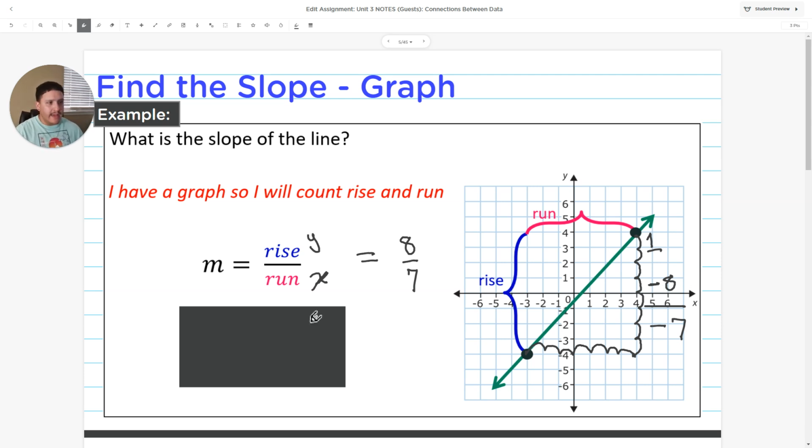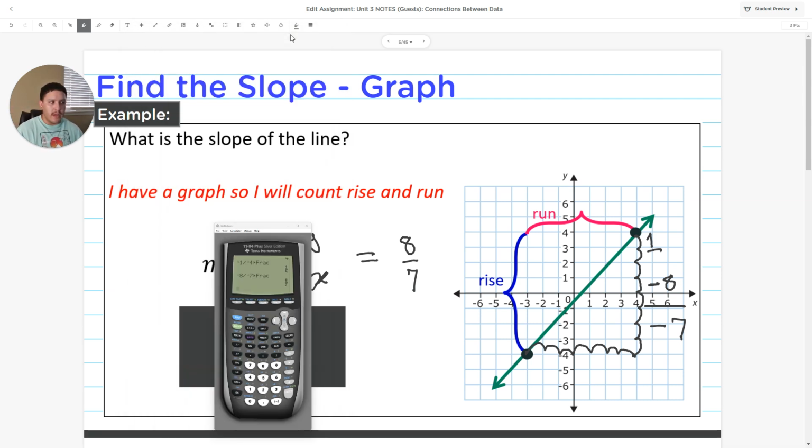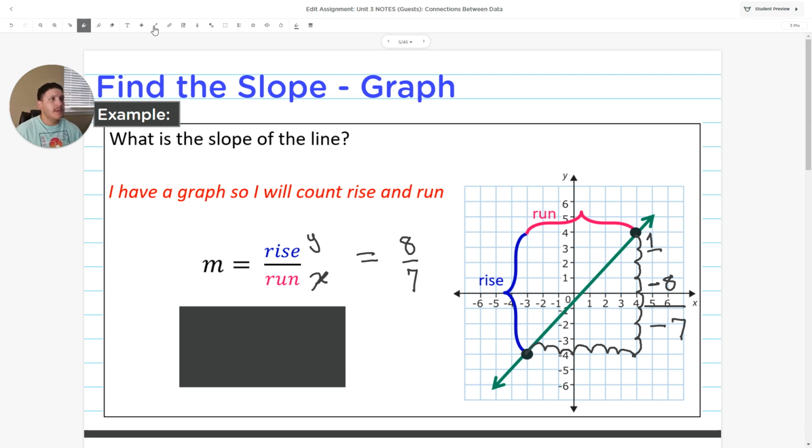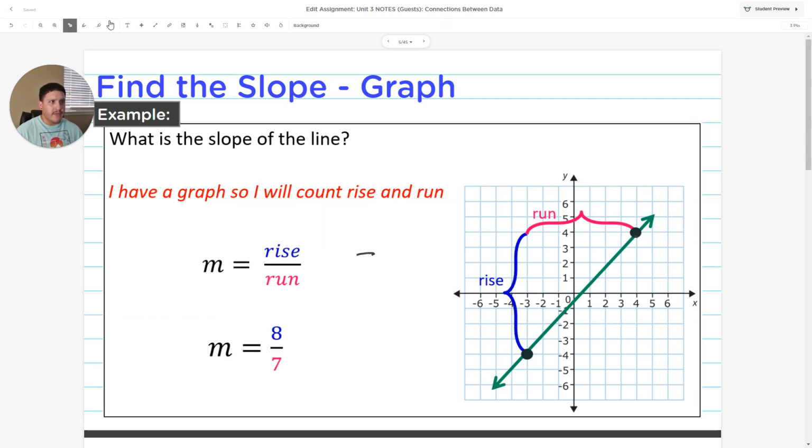Now, again, double negatives, they make a positive. And just to show you proof, negative 8 divided by negative 7, math, enter, enter, gives me a positive 8 over 7 for my slope. So again, 8 over 7 is my slope, the final answer. That's it for this example.